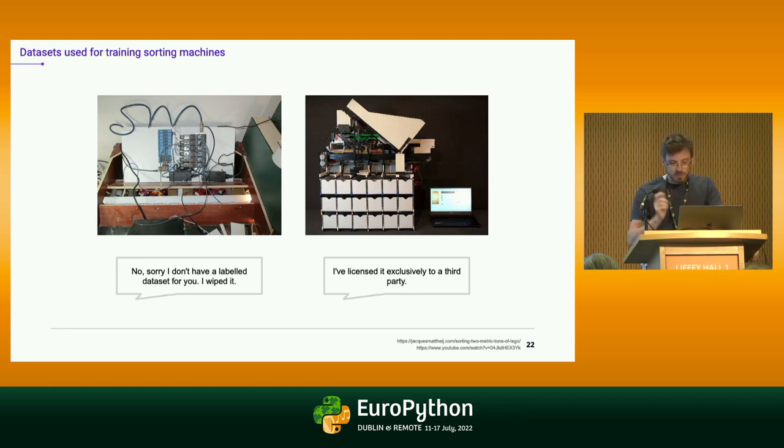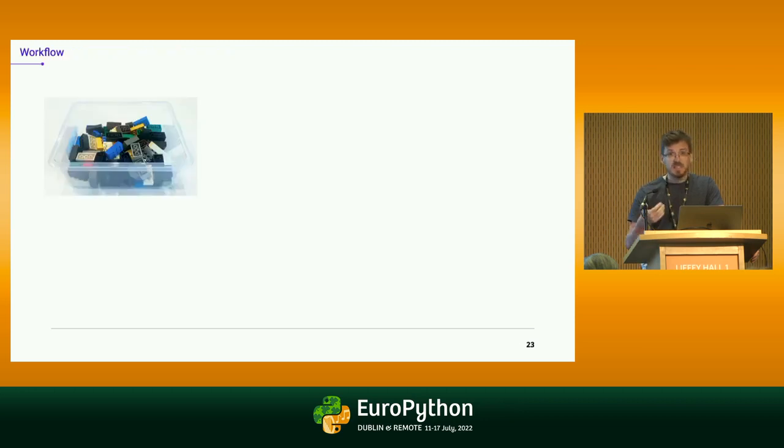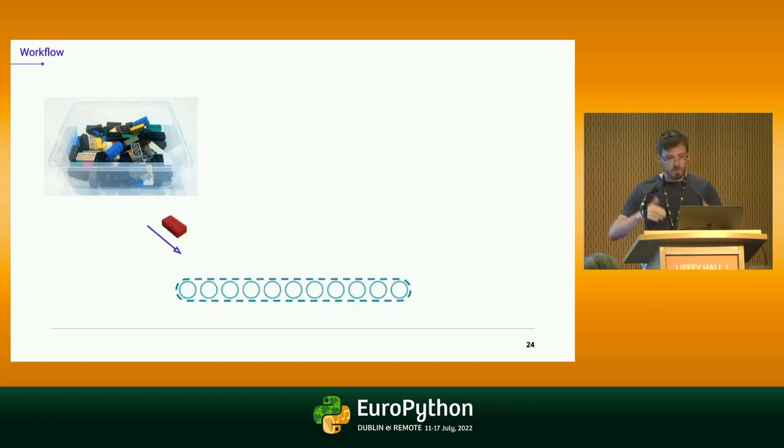But it was still beneficial to contact them, because they had a really nice idea how to quickly prepare those data sets. So basically, this is how the sorting machine works. You have some Lego bricks. You put them onto a treadmill, one brick at a time. Then you take a photo of this brick on the treadmill, make a prediction, classify this brick, and put it into separate boxes.